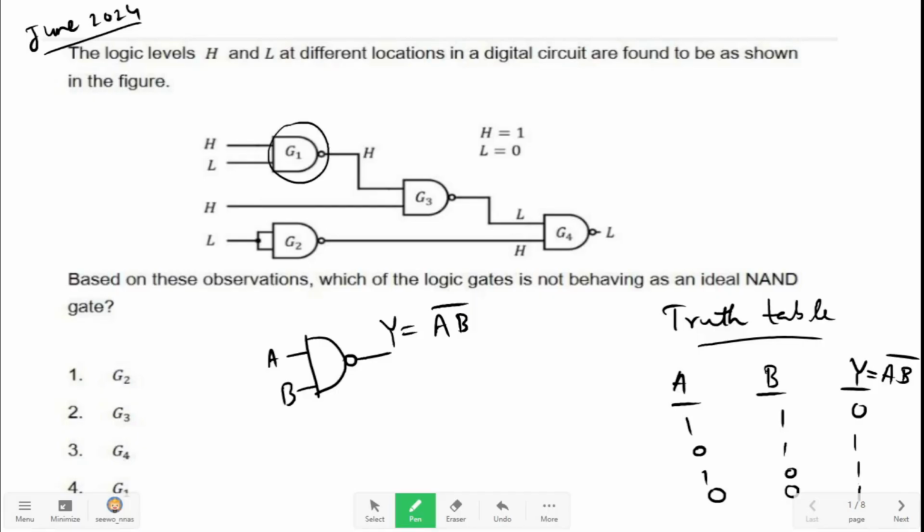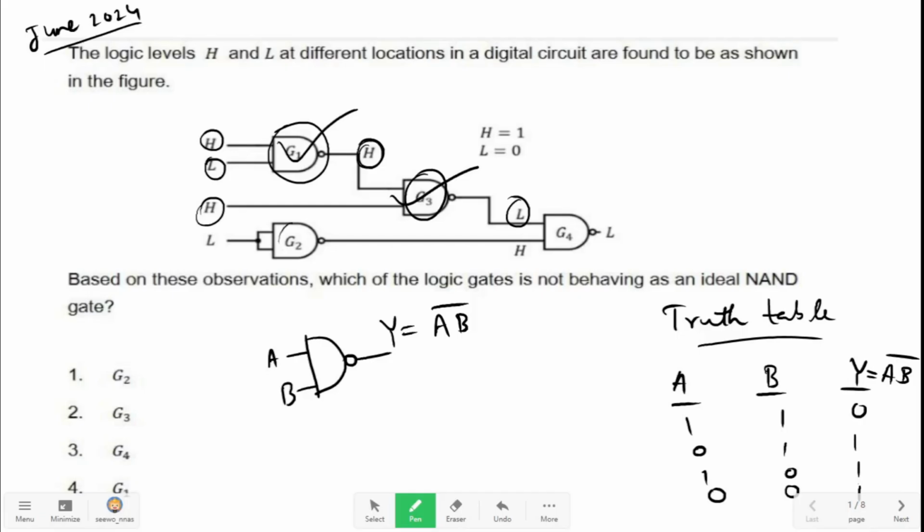So let us consider first G1. Here we have one input as high, another is low. In this case, the output must be high, and here it is given output is high. Therefore, G1 is behaving as an ideal NAND gate. In the case of G3, the inputs are high and high. Both the inputs are high. When both the inputs are high, then we expect the output to be low. And here we are getting low. Therefore, G3 is also an ideal NAND gate.